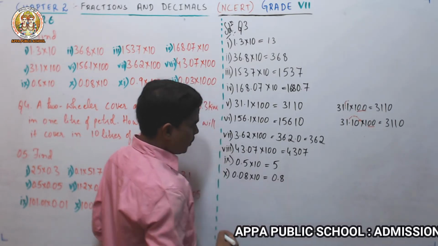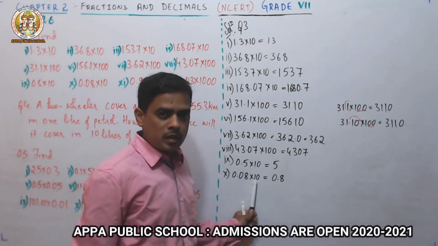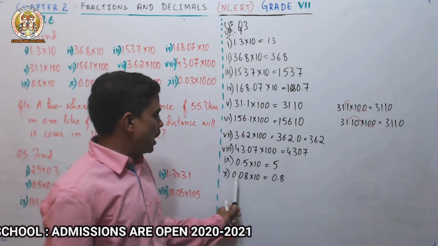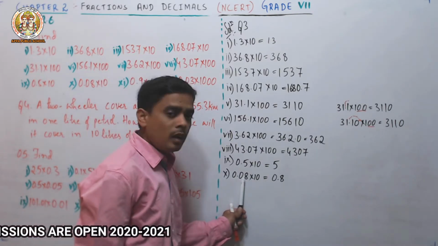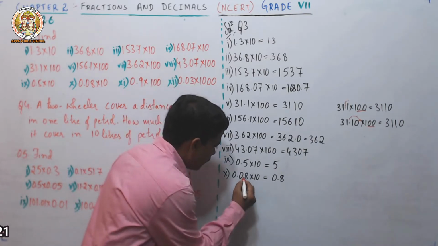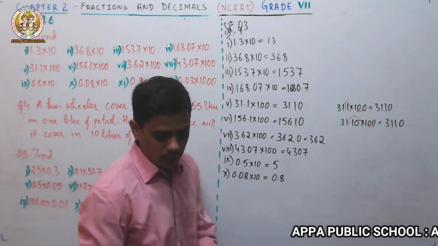So I will write it as 0.8. Why only 1 position? Because in the multiplication we have only 1 zero, that is 10. We are multiplying with 10, that is 1 zero. I will shift this decimal point by 1 position. Therefore the decimal point will come here. I am moving by 1 position. Understood? Okay.